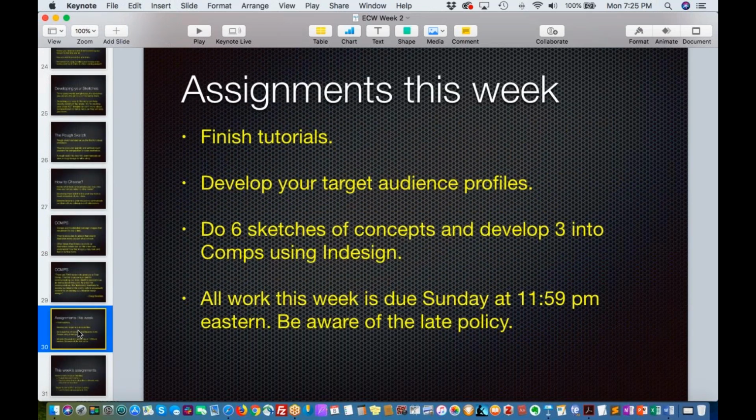Okay, so this week you're going to finish up your tutorials and you're going to then work on the target audience profiles assignment. Once you understand your target audience, start working on your concepts and sketches. Remember, you're doing 6 different types of testimonials based on the list of 9 that are in the textbook in Chapter 19. Make sure you read Chapter 19 first.